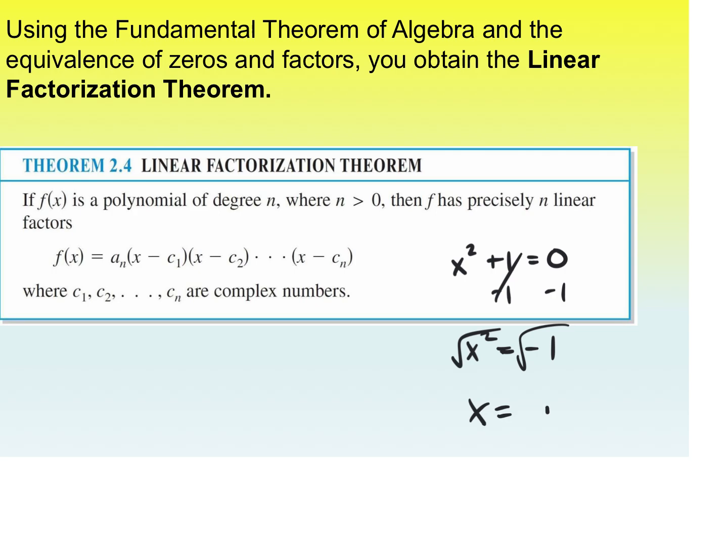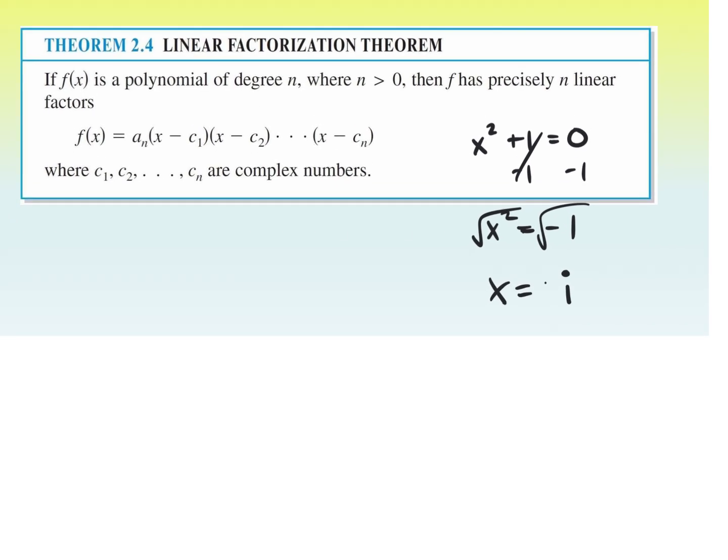Just i? Plus or minus i. We took the square root of both sides, so we need the plus or minus. If we wrote this in complete factorization, or the linear factorization, we'd write x minus i and x plus i. So it's always x minus whatever the 0 is that we get.